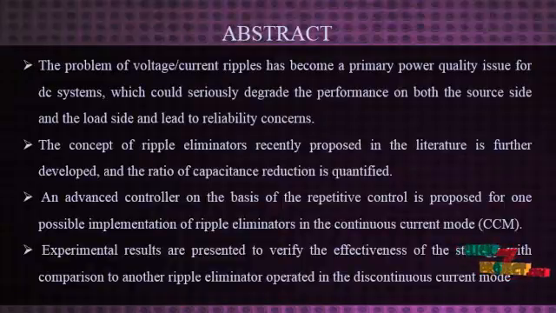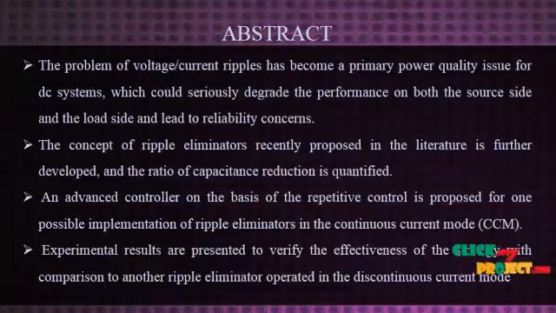The problem of voltage and current ripples has become a primary power quality issue for the system, which could seriously degrade the performance on both the source side and the load side, and lead to reliability concerns. In this proposed design, a single phase pulse width modulation controlled rectifier is taken as an example to investigate how control strategies can improve the power quality of DC systems, reduce voltage ripples, and at the same time reduce the usage of electrolytic capacitors.